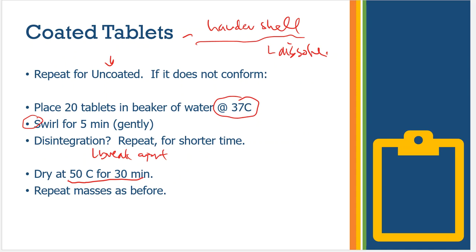So we dry them in the oven at 50 degrees, we take them back out, we let them cool, and then we do the individual masses again. We do the same thresholds again, the same calculations and the math all over again. All right, so that's how a coated tablet would be a little bit different than the uncoated tablets.